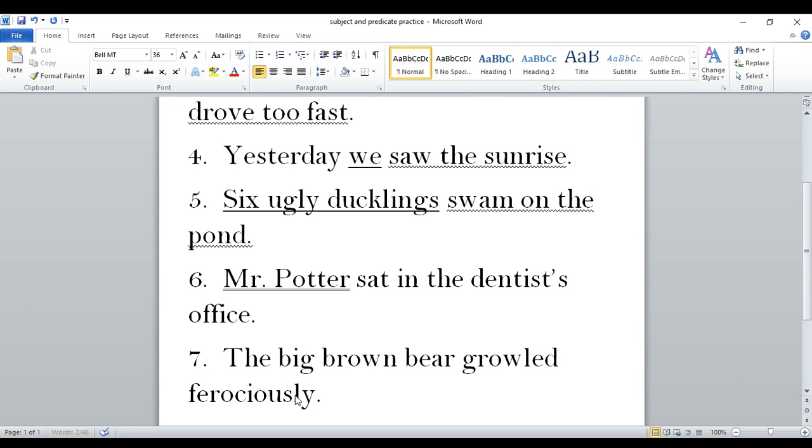We might have another sentence like this that says, Big brown bear growled ferociously. If I underline this part, have I underlined the subject or the predicate? The subject is who or what the sentence is about. The predicate tells what the subject did. So I hope you said that this is the predicate because it tells what the big brown bear did. So that's the verb. The verb is always in the predicate. All right, I hope that's helpful.